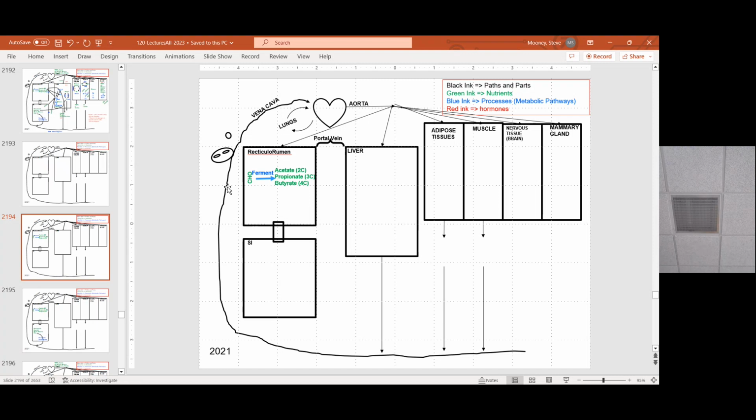Those become the building blocks. Those VFAs are building blocks for pretty much everything that a cow uses for energy. So building blocks for carbohydrates, building blocks for fats. So for stomach, the reticulorumen is mostly fermentation. So the blue process there. Any questions about that?